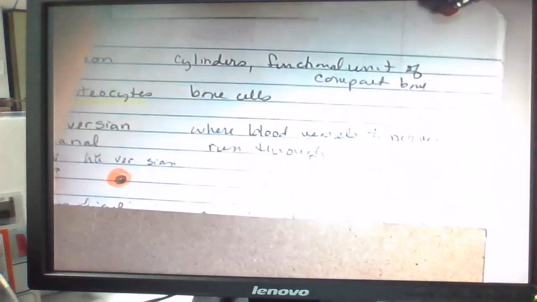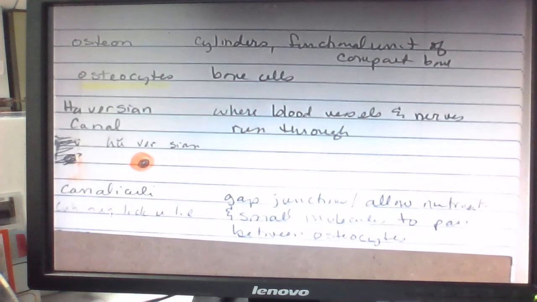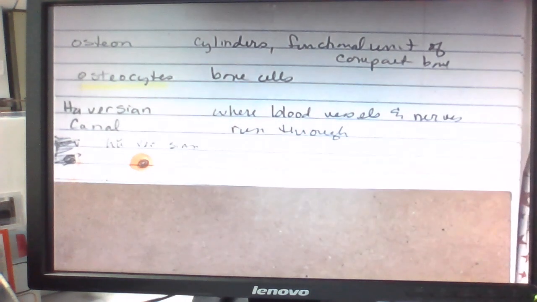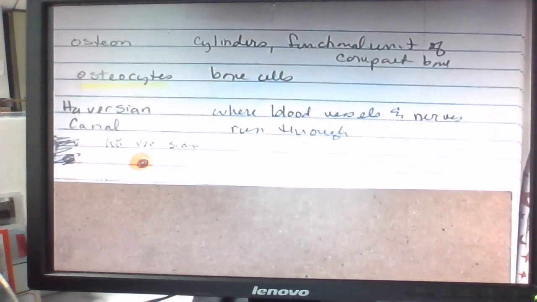All right, so next is canaliculi. So the canaliculi are gap junctions. So remember, compact bone is the solid part of bone. It's hard. That matrix is made up of really tough minerals and fibers. But bone is not non-living.